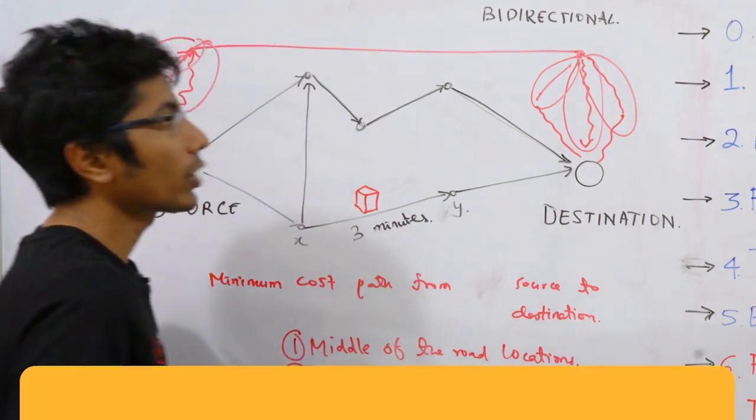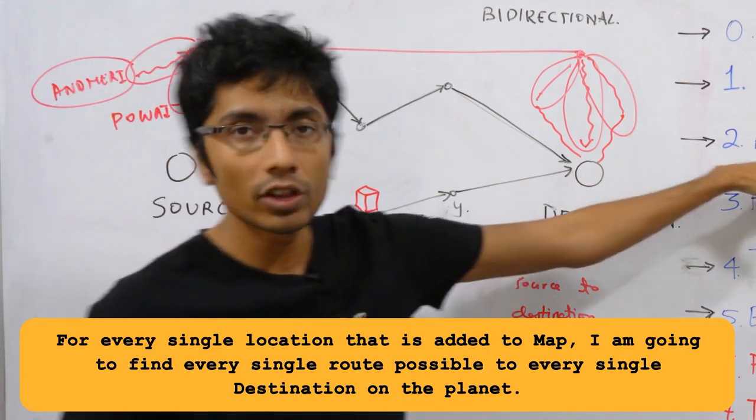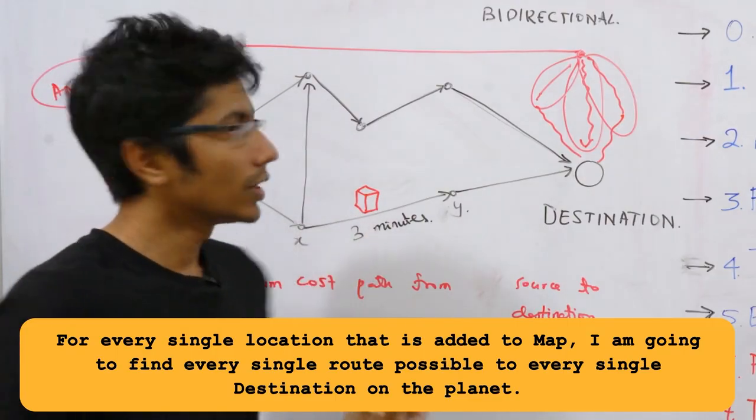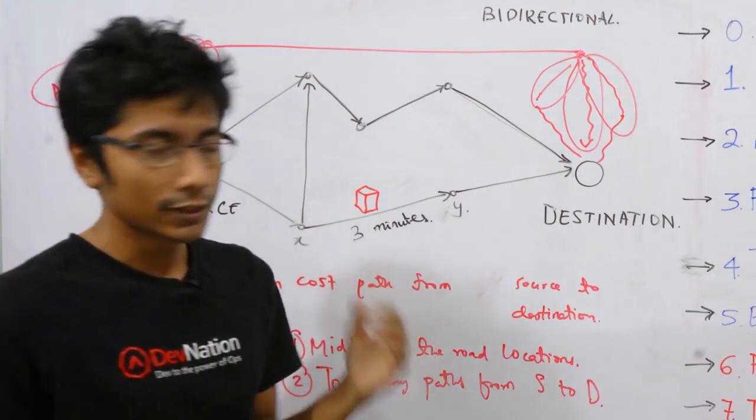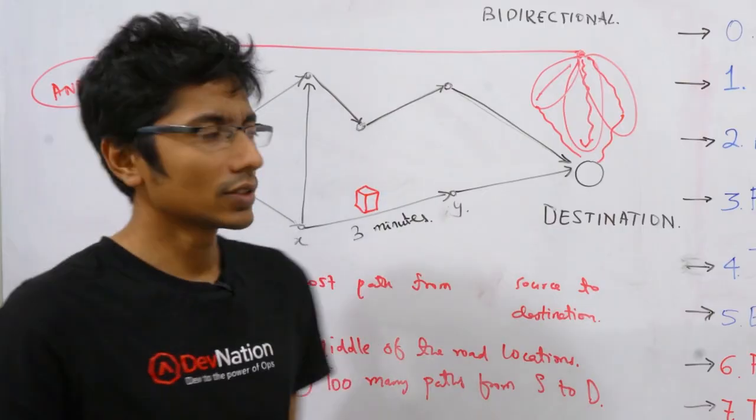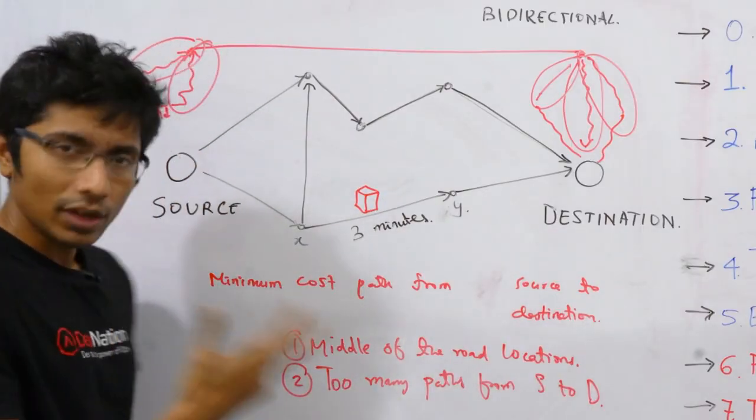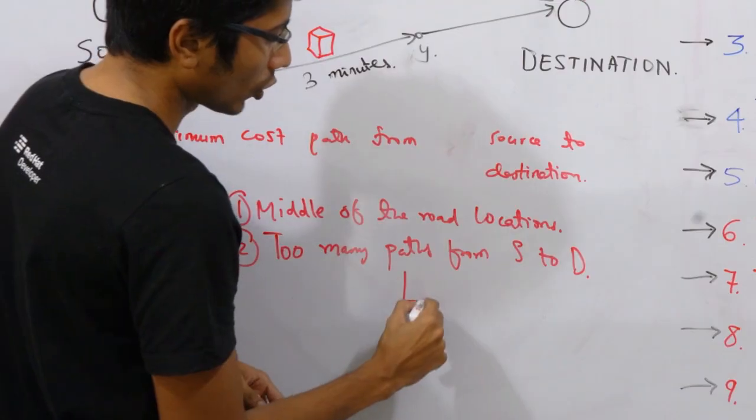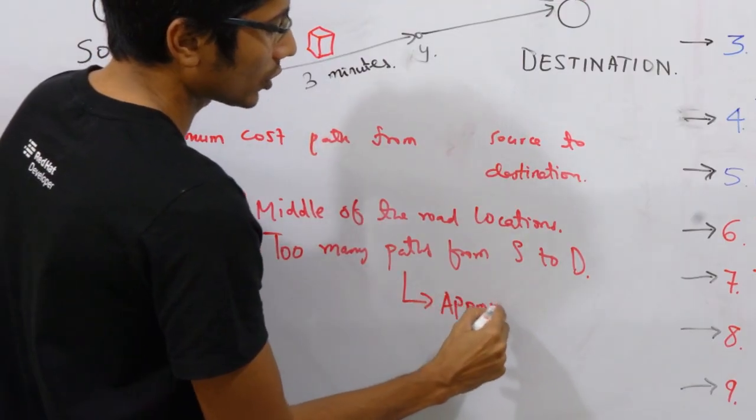You could say that for every single location that I'm adding on the map, I'm going to find every single route possible to every single destination on the planet. That's mad. That's insane. It's not going to happen. So we have to come up with a smarter algorithm. For this, you have just one option, and that is called approximation.